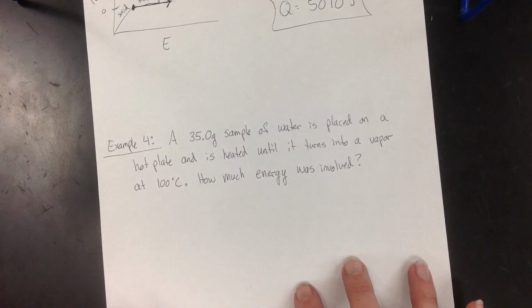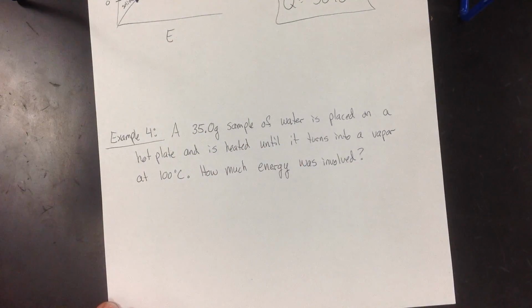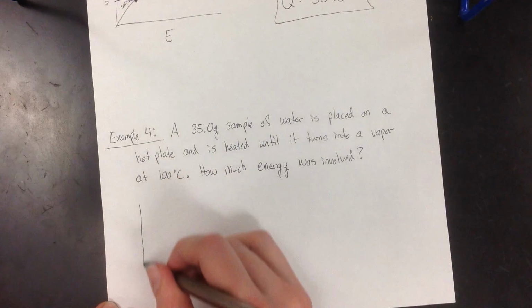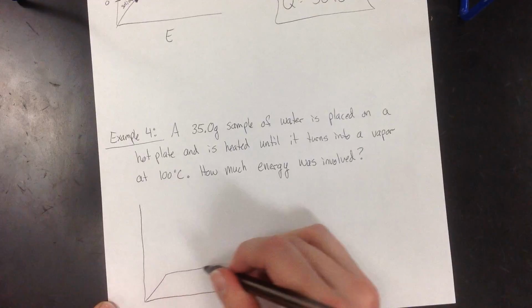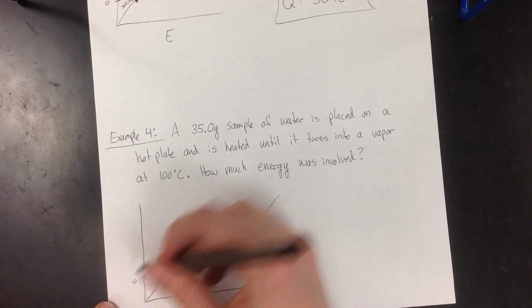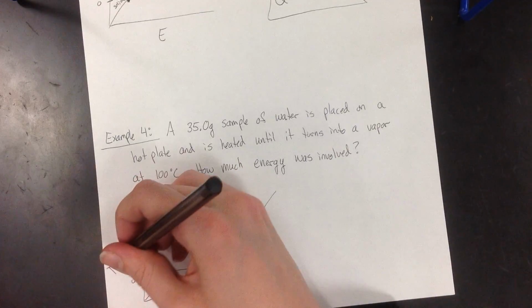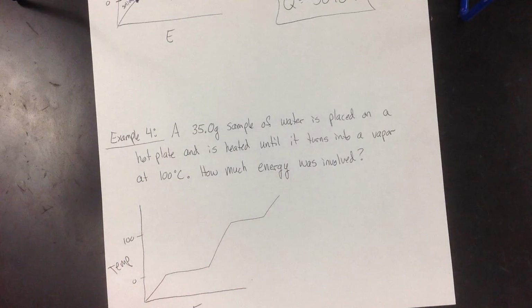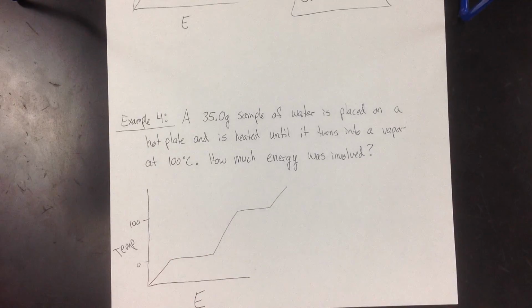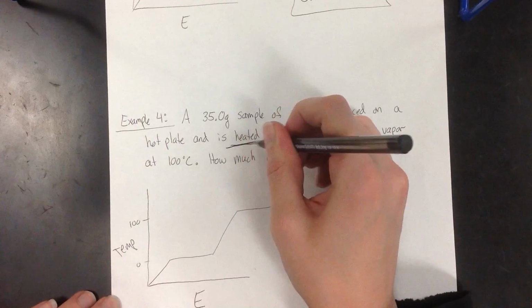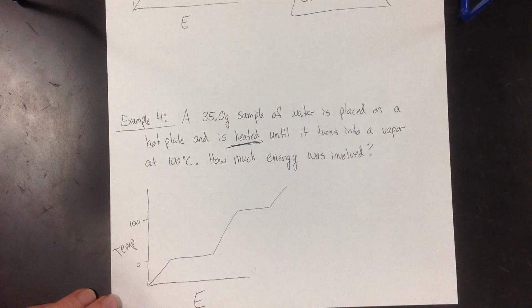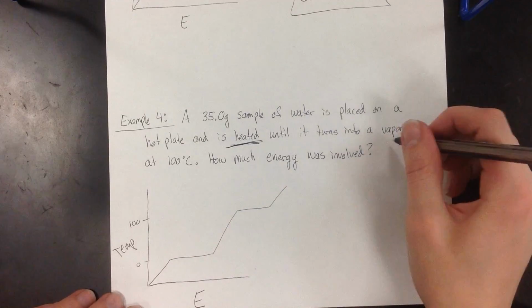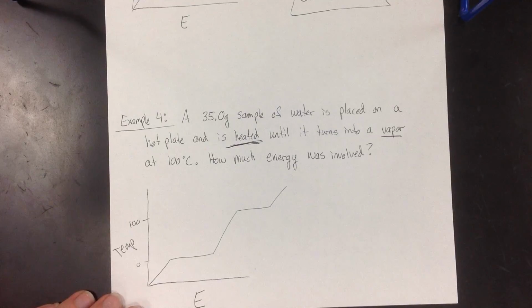Okay, our last example. A 35-gram sample of water is placed on a hot plate and is heated until it turns into a vapor at 100 degrees Celsius. How much energy is involved? Again, step one, I need to sketch out my heating curve. Figure out my location on that heating curve. A 35-gram sample of water placed on a hot plate is heated. Okay, so I'm heating this substance, meaning that I'm changing my temperature. It turns into a vapor at 100 degrees Celsius.